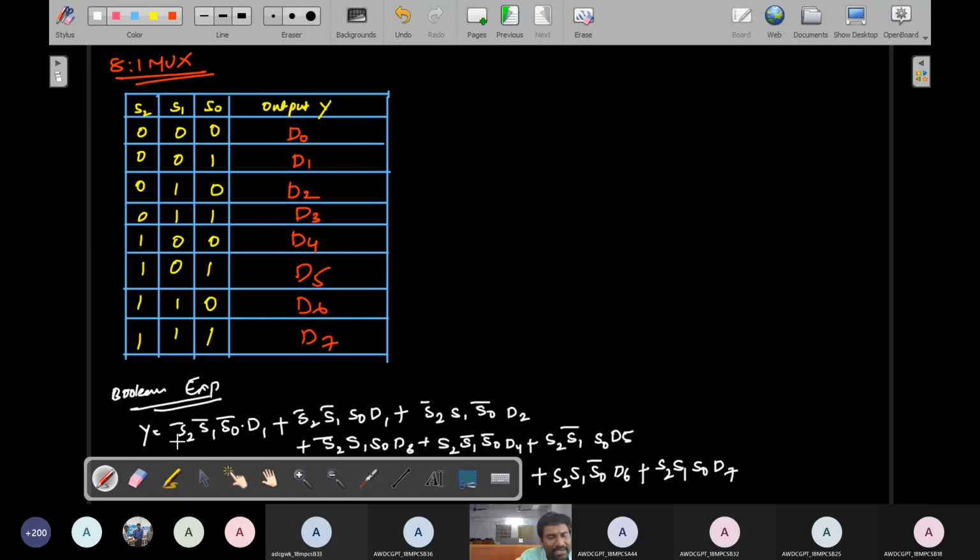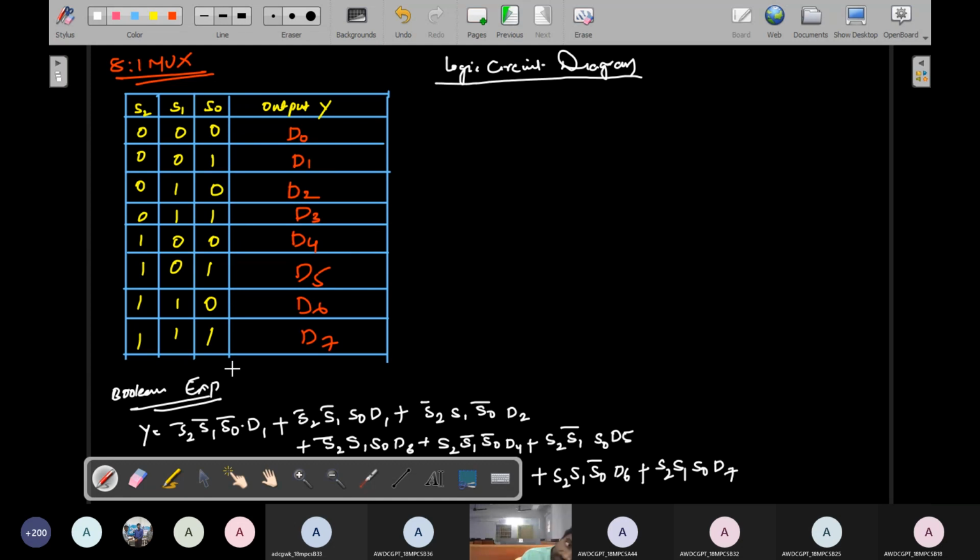So simply, you will check all these things once again. So S2 S1 bar, S0 S2 bar S1 S0 D2, S2 bar S1. Right now I draw the block diagram, the logic circuit diagram. Using this Boolean expression I draw this logic circuit diagram.